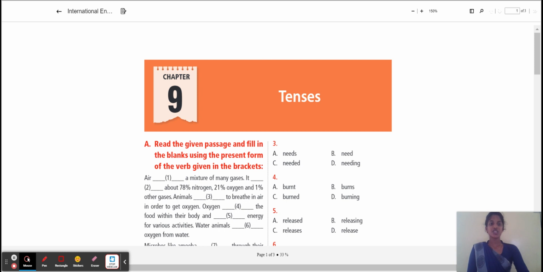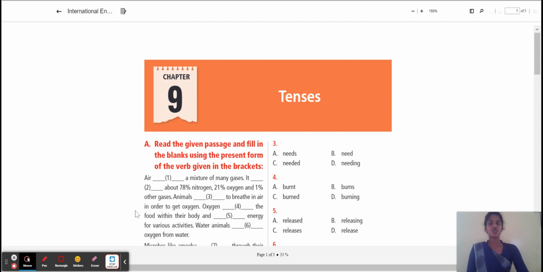There are three major types of tenses: simple present, simple past and simple future. Four more are added with these three tenses. For example, simple present tense, present continuous, present perfect, present perfect continuous. In the same way, past tense and future tense also. Simple past, past continuous, past perfect, past perfect continuous. In the future tense, simple future, future continuous, future perfect, and then future perfect continuous.